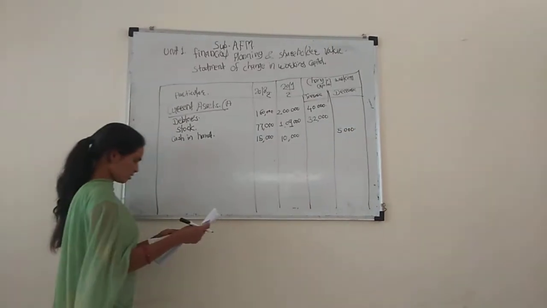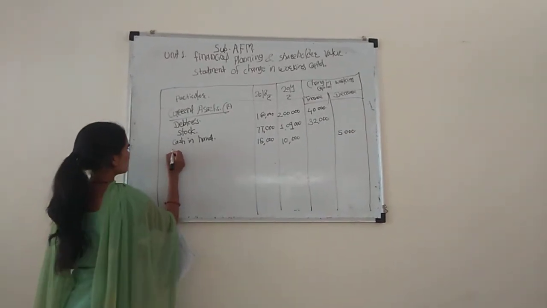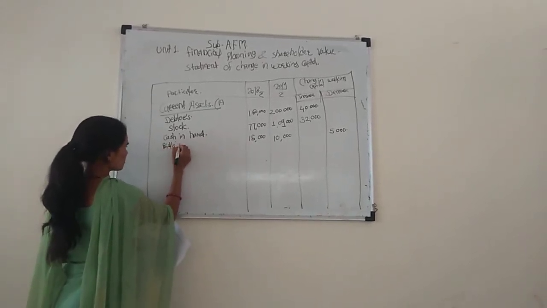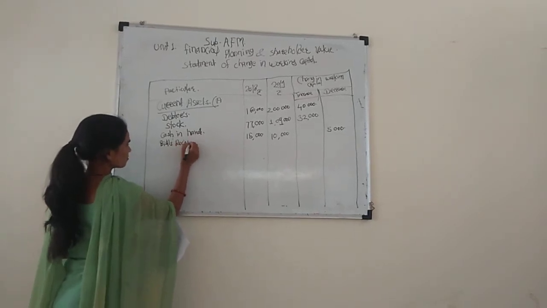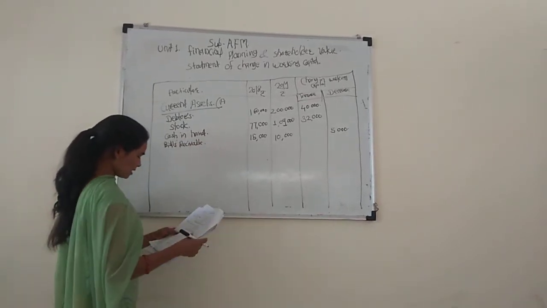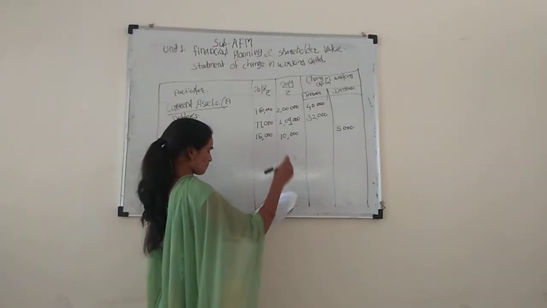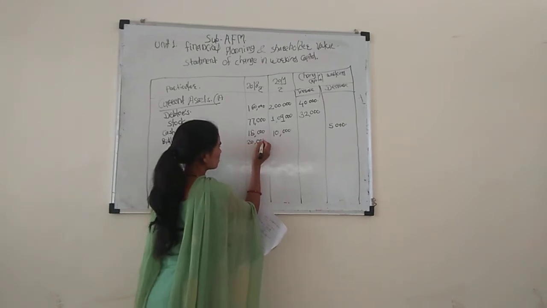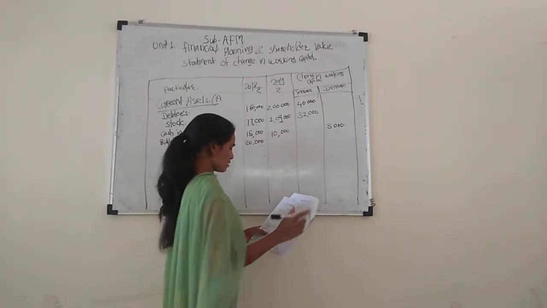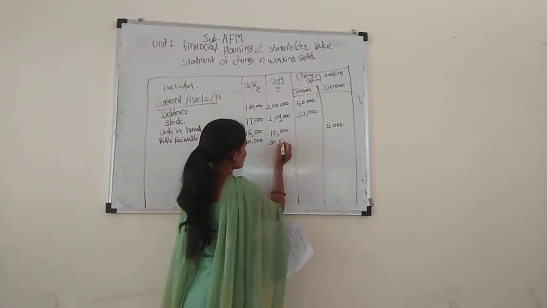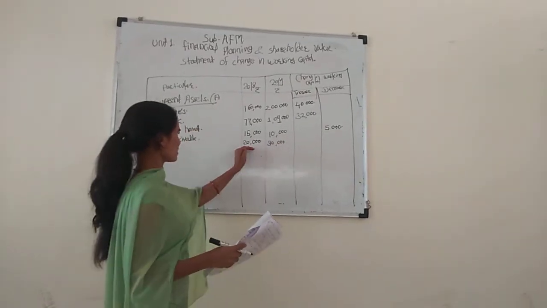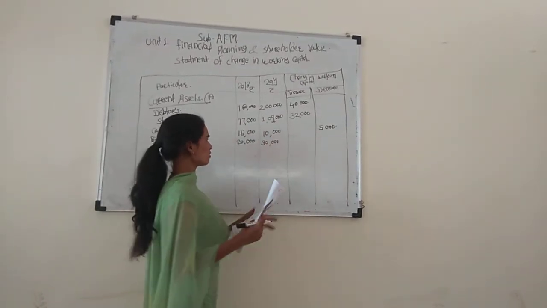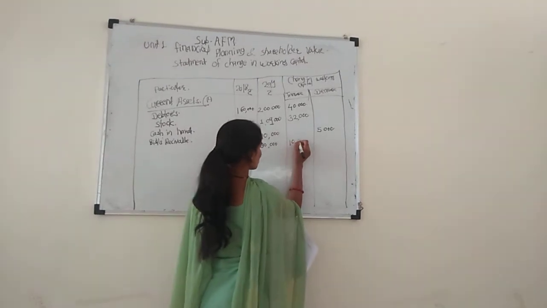And next one is bills receivable. Bills receivable in 2018 is 20,000 and in 2019 is 30,000, which means 30,000 minus 20,000 is an increase of 10,000, so increase column 10,000 for bills receivable.